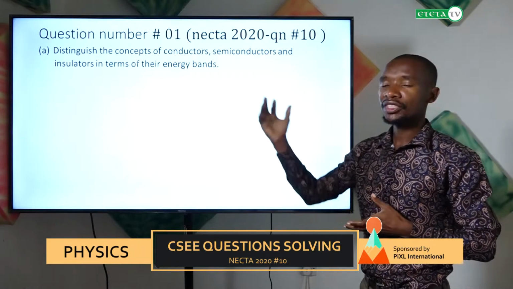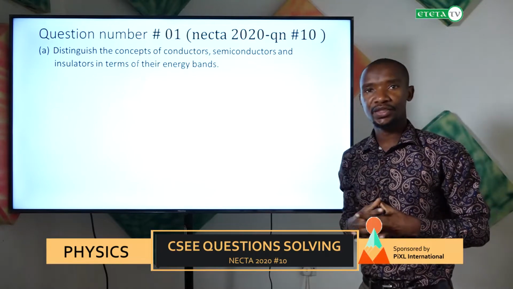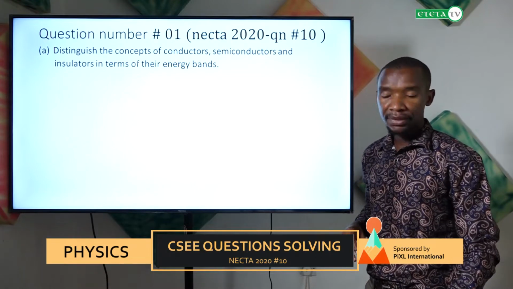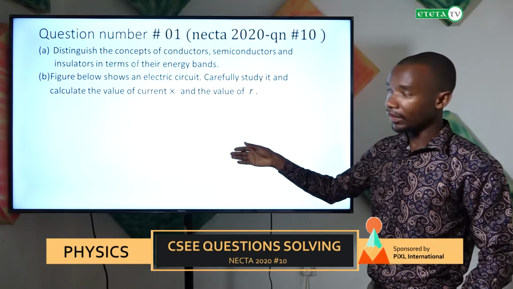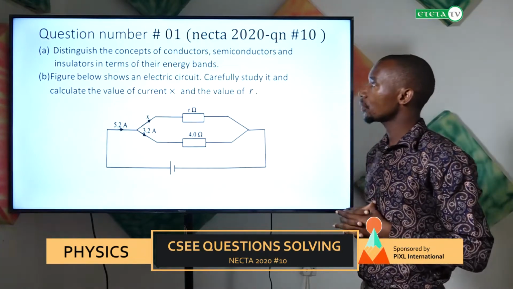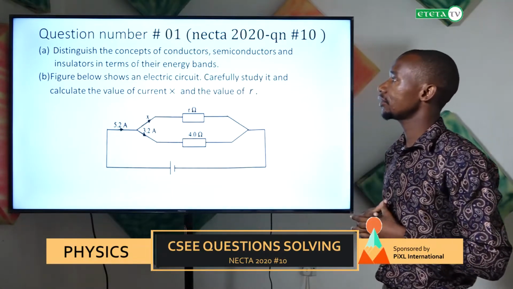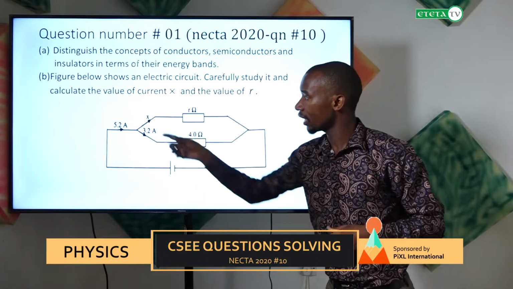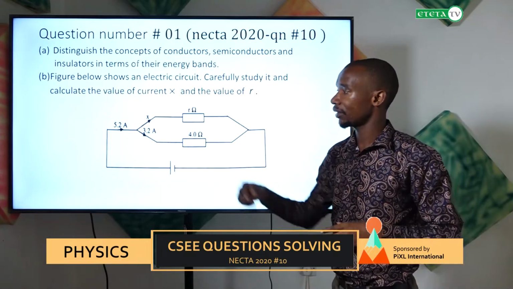We have to distinguish the concept of conductor, semiconductor, and insulator in terms of their energy band. Part B, you are given a figure here. This figure shows an electric circuit. We have to study it carefully and then find the value of X, which is located here in our diagram, and find the value of R, this one.